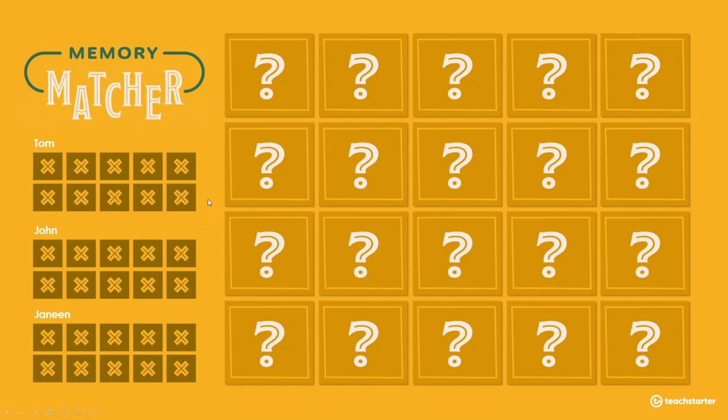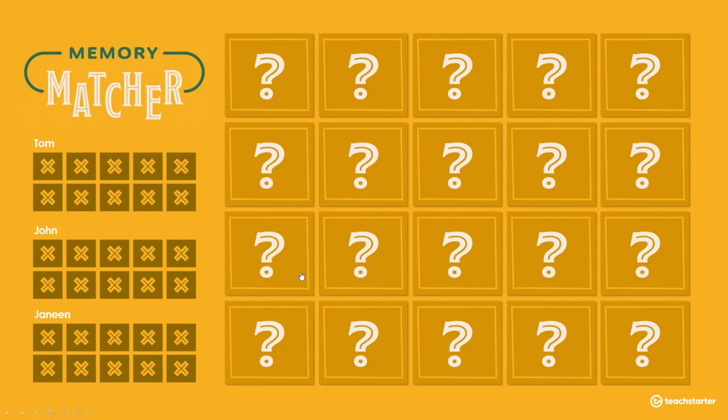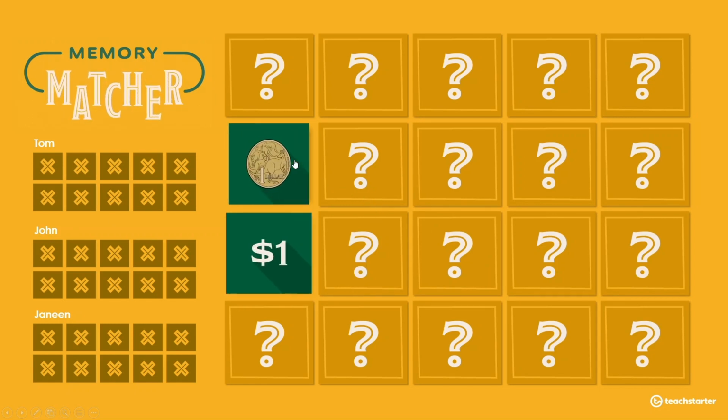So if it's Tom's turn first, he's going to just play basically the rules of memory by clicking on one card and clicking on another. Is it a match? It's not a match, so we flip them back over. And then play goes to the next player. So John has a go. I'm trying to remember, was that there? Yes. So John made a match. So then John gets to click on the little X here to record that he's got a point.